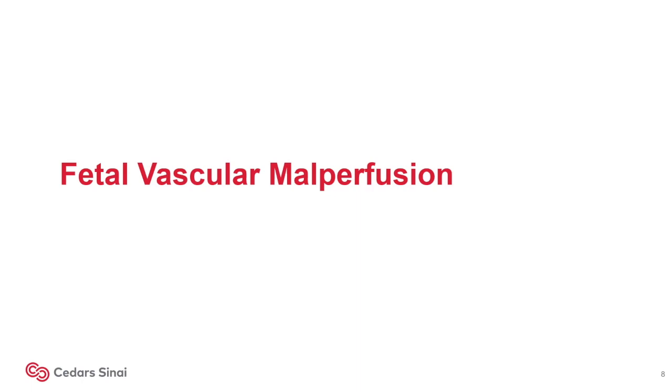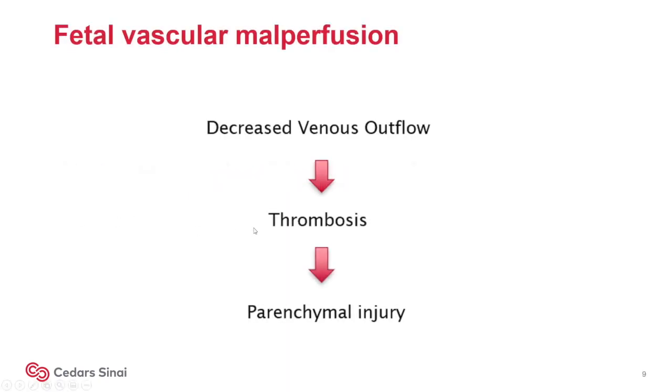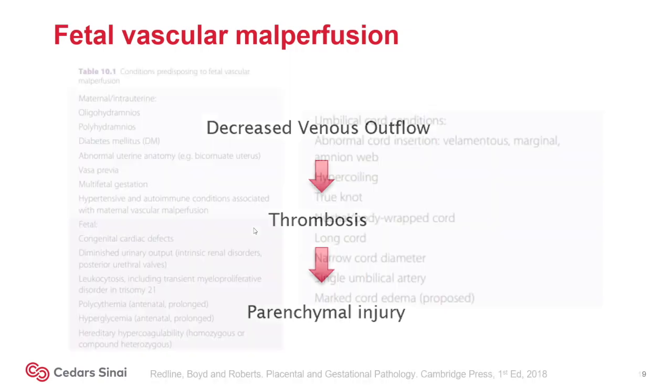Now we are going to move to talk about another topic, which is fetal vascular malperfusion. So fetal vascular malperfusion, the pathophysiology behind it is basically decreasing venous outflow out of the placenta to the fetus, and this venous stasis leads to thrombosis of the fetal vasculature that then leads to some patterns of parenchymal injury. So that's the basic pathophysiology.